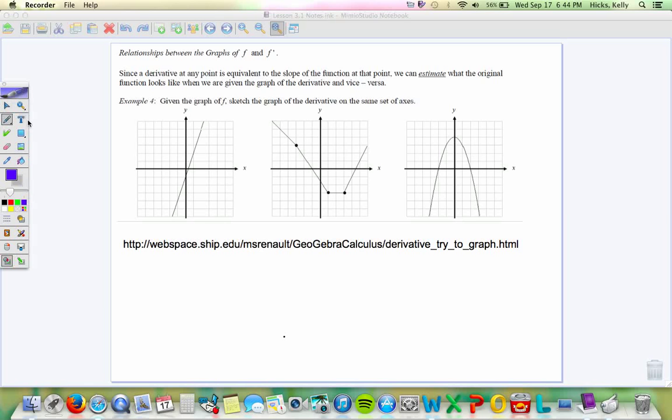I'm on example 4. Given the graph of f, sketch the graph of the derivative on the same set of axes. All right, so you don't have this first one on your paper, but I want to do it anyway.